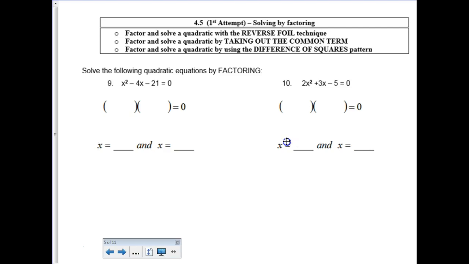Oh, here's a new topic, solving by factoring. So the first task is, can you factor? And the answer better be yes. And then you're going to set your factors equal to 0 and solve. So I'm going to skip to number 10 here because it's a little more challenging to factor this one.